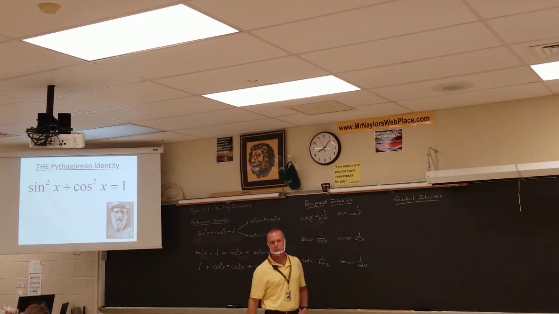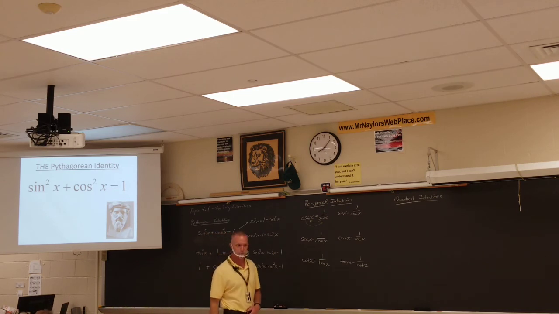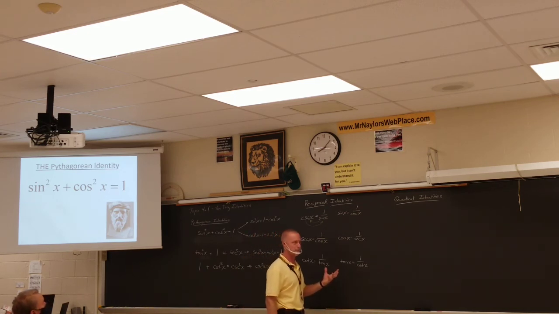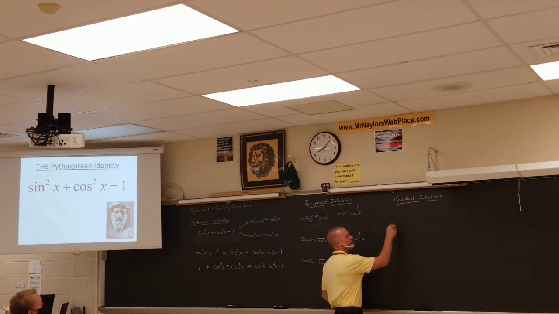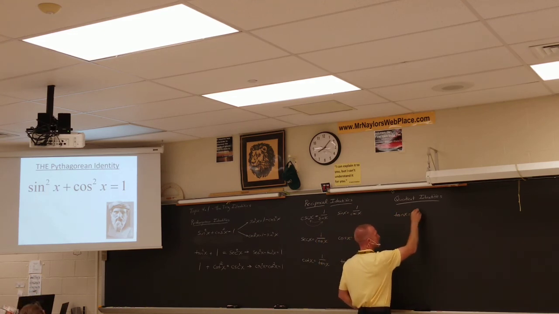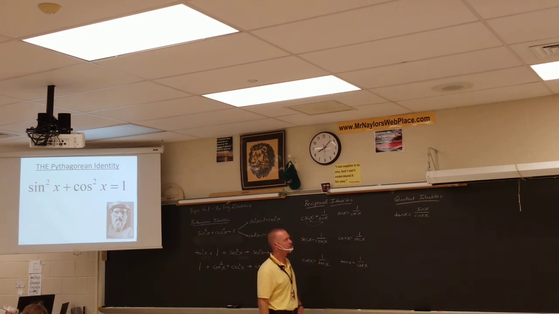The last batch we'll do today are the quotient identities. Now, quotient's a fancy math word for fractions. Although there's some fractions that are already on the board, those are more of reciprocal type. These fractions, well, they fit into the quotient identities. As you can see, we have a quotient. We have tangent equaling sine over cosine.